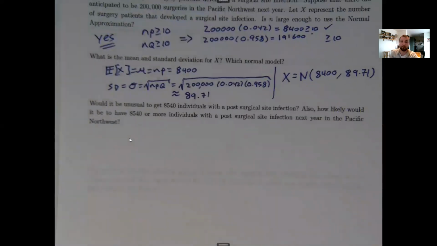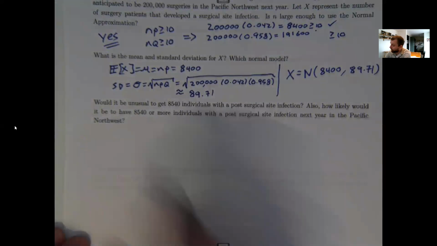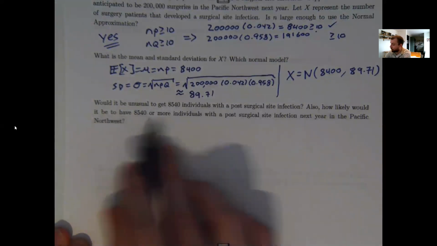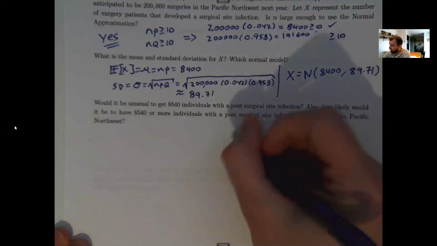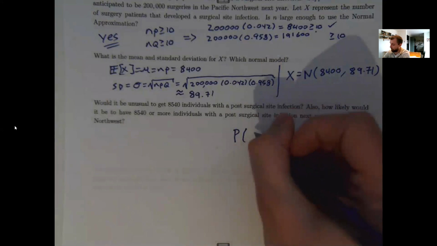So let's suppose that I'm wondering, would it be unusual to have 8,540 individuals with post-surgical site infection? So maybe they have supplies for dealing with this, and they're wondering, are we in good shape for handling what could happen to us this next year? Well, let's check it out. It also asked me, how likely would it be to have 8,540 or more? So let's answer that second question, and we'll get the answer to this one on the way.